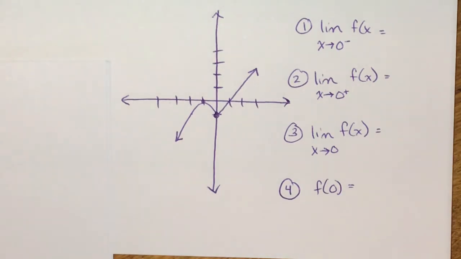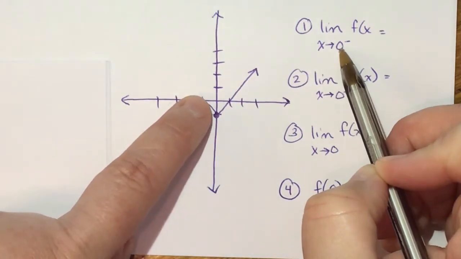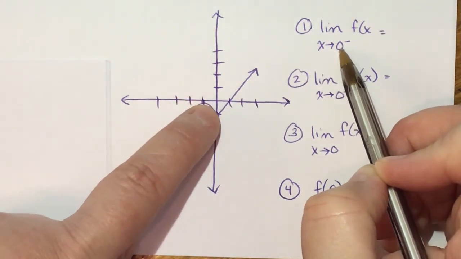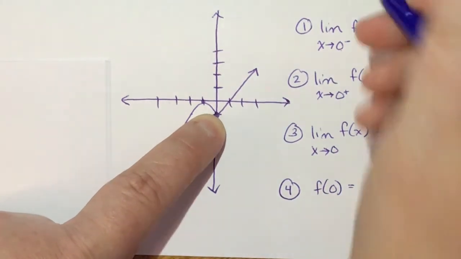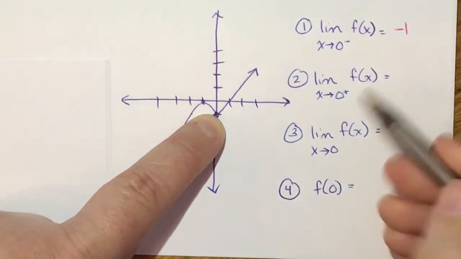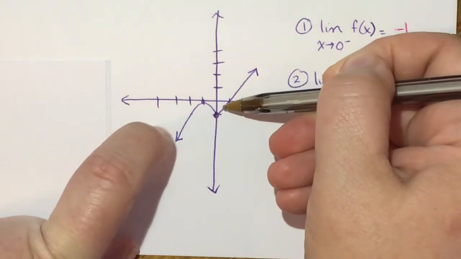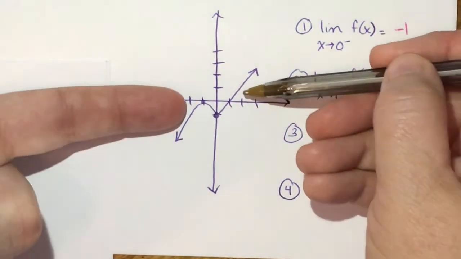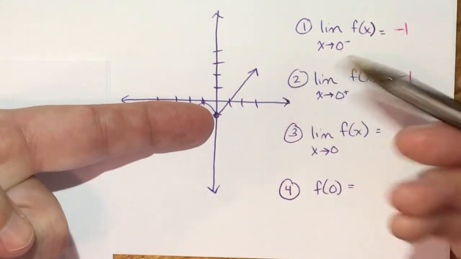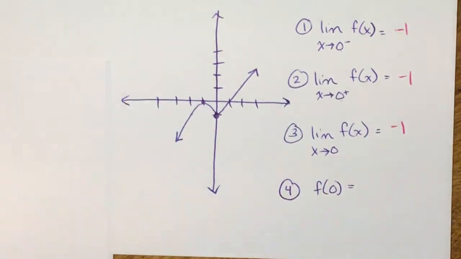Okay, so now as x approaches 0 from the left, I'm on this part of the function right here. I approach a y value of -1. Forgot to close my parentheses. As I approach 0 from the right, I'm on this piece of the function. I'm also approaching a y value of -1. So the left and right hand limits are the same. On both sides, I'm approaching -1, which means the limit as x approaches 0 is -1.